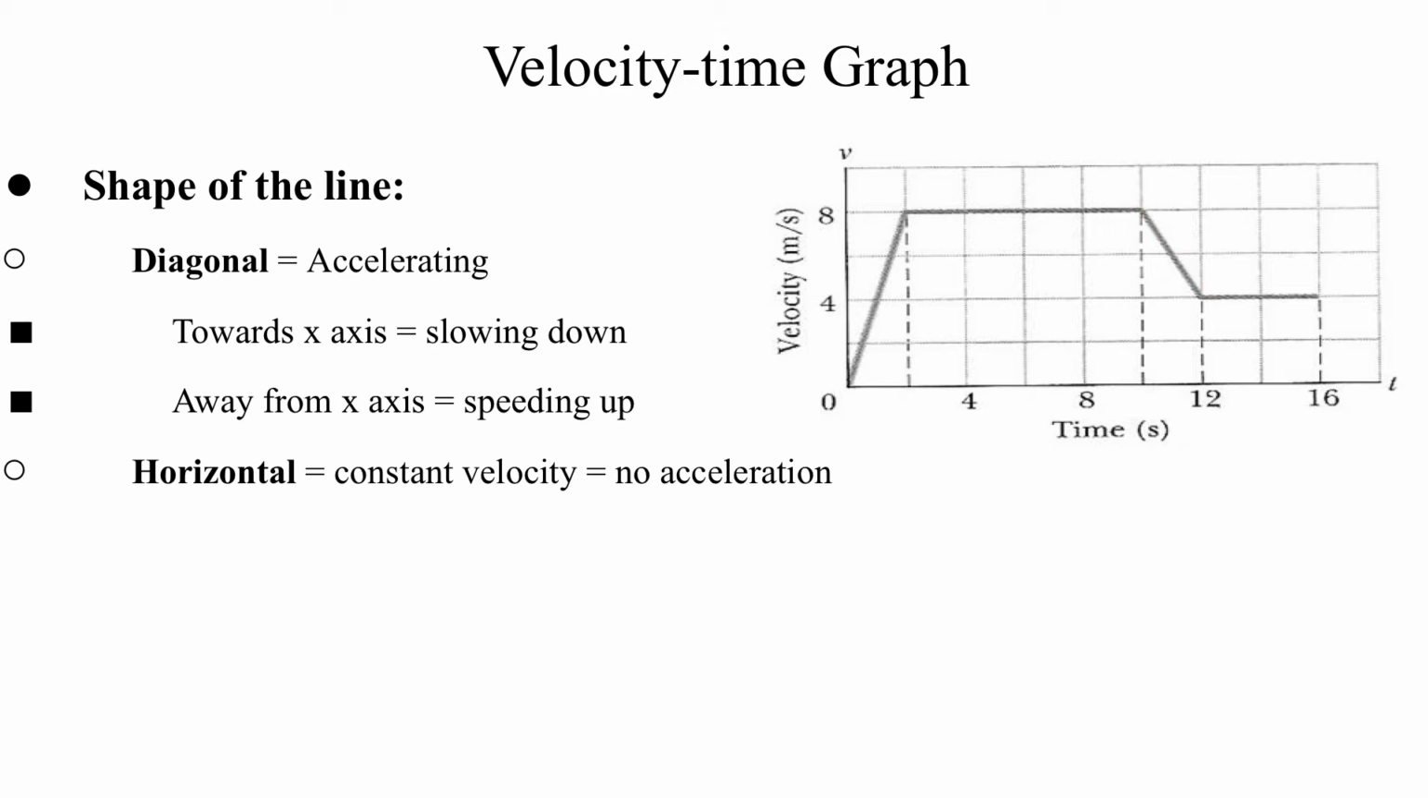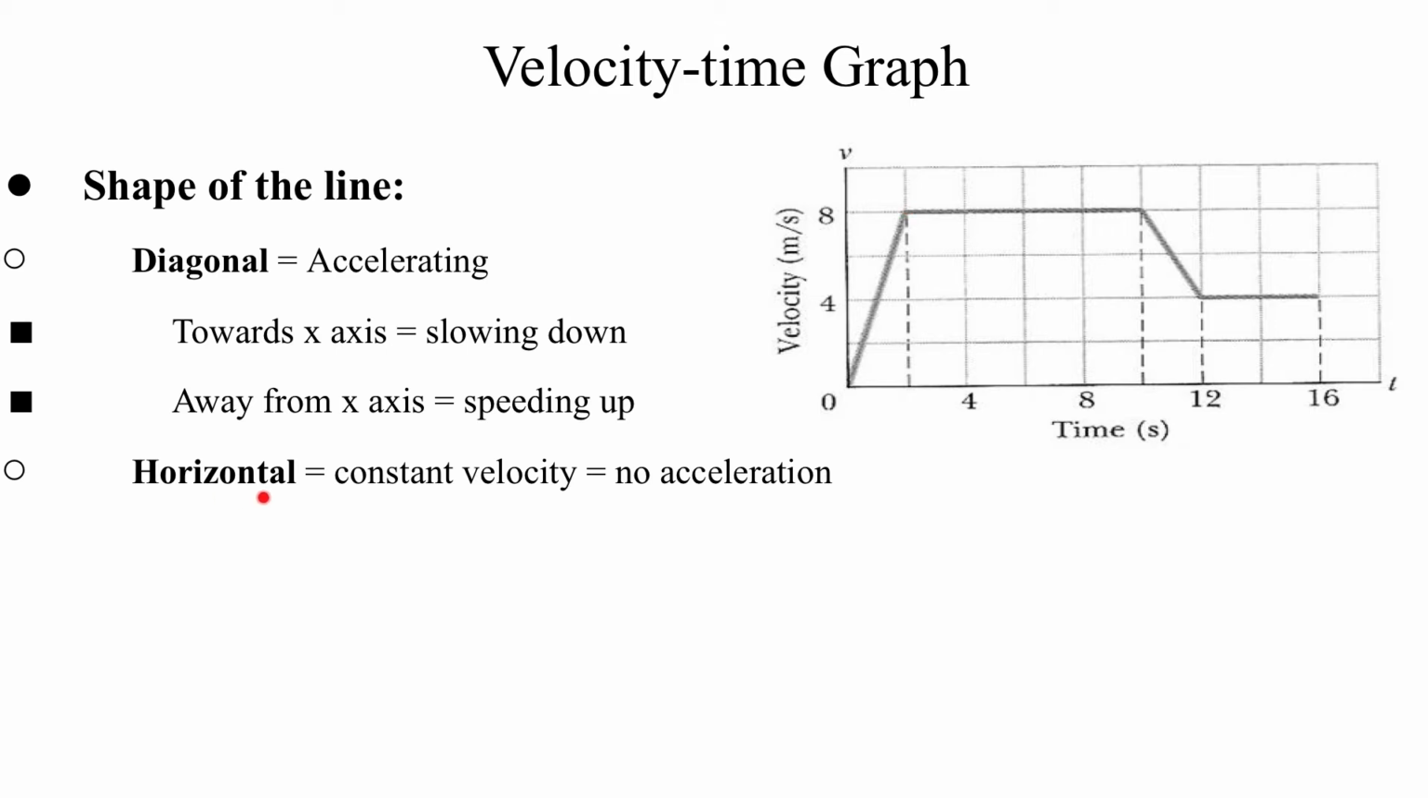Versus over here from 10 to 12 seconds, our diagonal line starts up at 8 meters per second and then goes down to 4 meters per second. That implies that we're slowing down. We're going from a velocity of 8 down to a velocity of 4. So this diagonal line is going towards the x-axis. We're going closer to 0, therefore we're slowing down. This first one we were going away from 0, so we're speeding up.